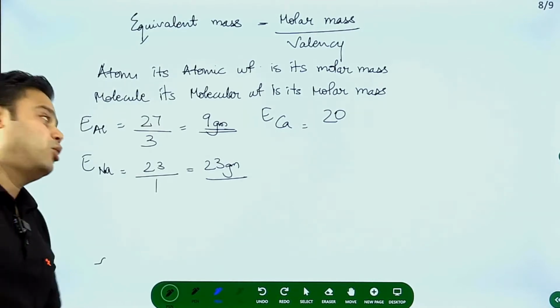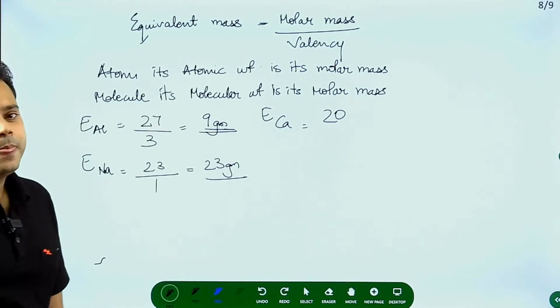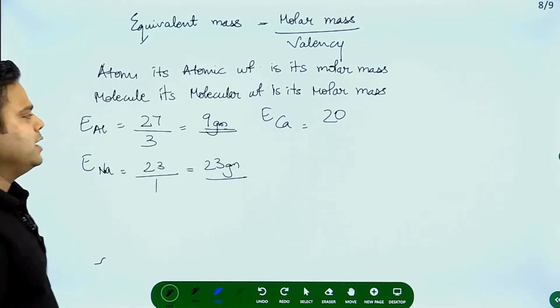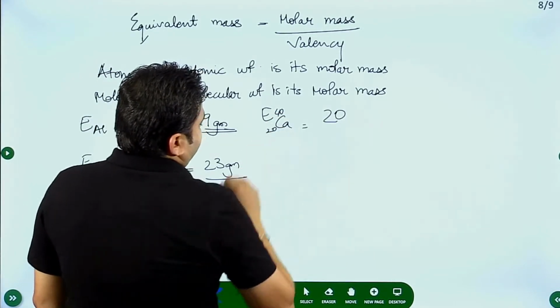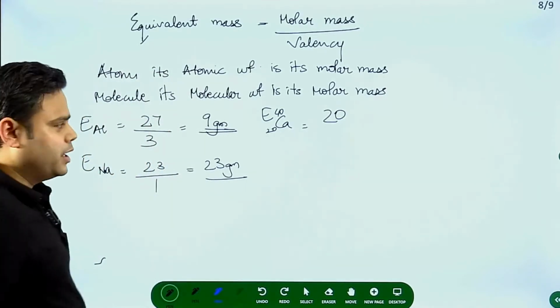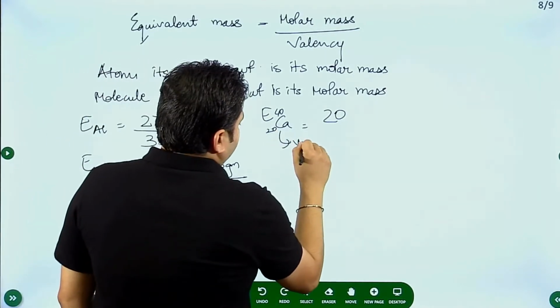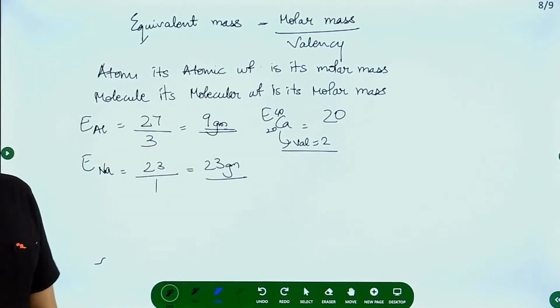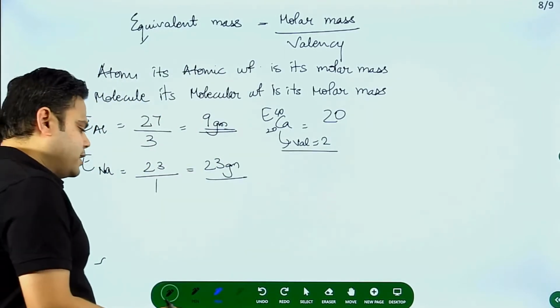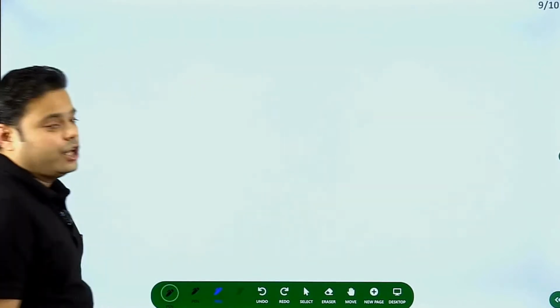How does this thing happen? 40 upon 2, calcium is this, and its valency is 2, so how much will the equivalent weight come? 20. Now let us take some examples of molecules.